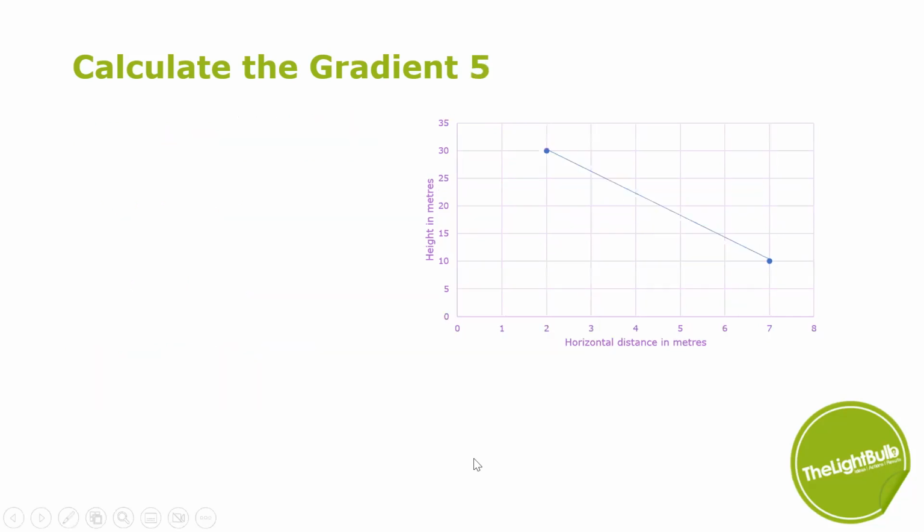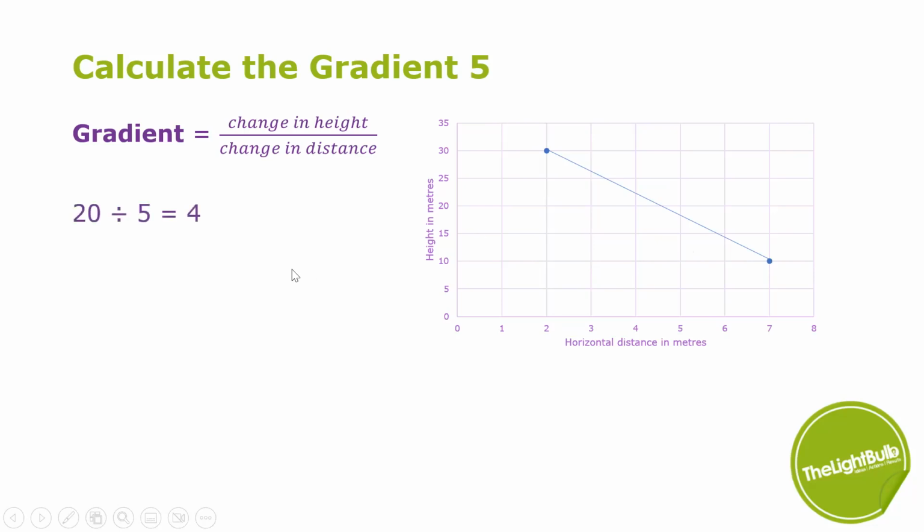Okay, example number 5. Same again. There's the formula. I'll give you a few seconds and we'll run through shortly. Okay, so the change in height this time is 20. The change in distance is 6. Beg your pardon, is 5. That's right, because it's from 2 up until 7. So 7 take away 2 is 5.